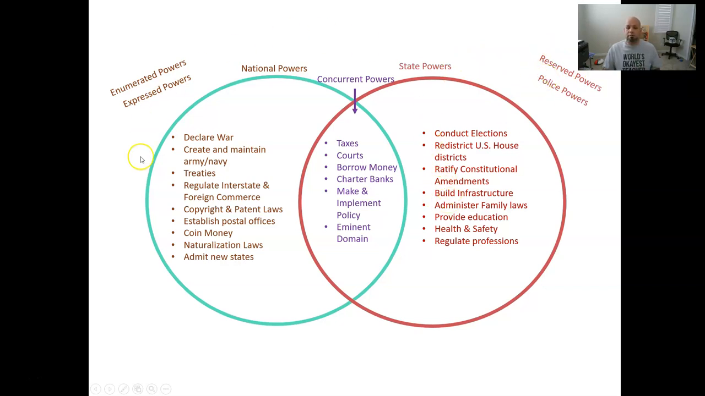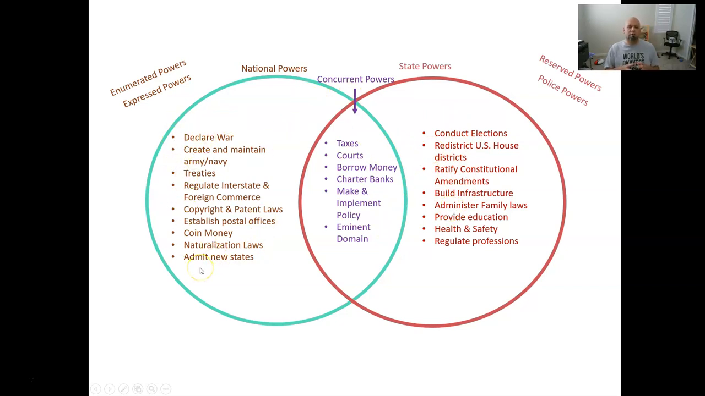Now, the reason the framers did this was that they wanted most of our lives to be affected by the state. Okay, a little bit by the national, and the national stuff is really big foreign policy stuff. That's what the national government's there to do, is to deal with other countries. Most of your daily life will be here, and even with these concurrent powers, very rarely is your life going to be dealing with this over here.